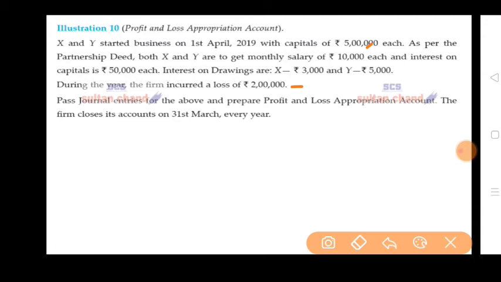Students, whenever a firm incurs a loss of 2 lakh, all this salary and interest on capital are appropriations against profit. Whenever a firm incurs a loss, appropriation against profit is not charged. So when we solve the question, we will not give any kind of salary to X or Y, and we will also not give any interest on capital to them, but we will take interest on drawing from them.